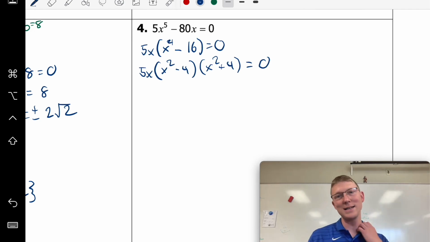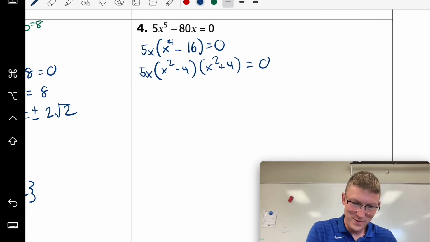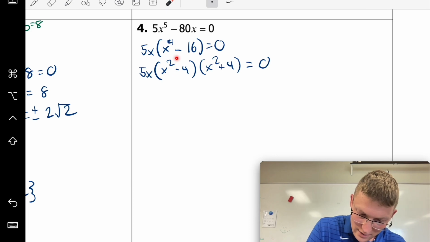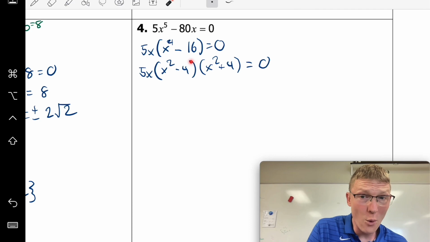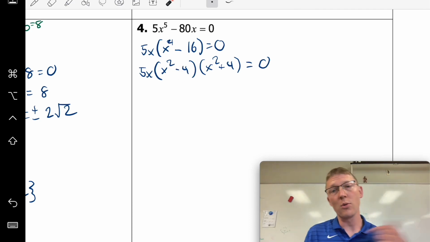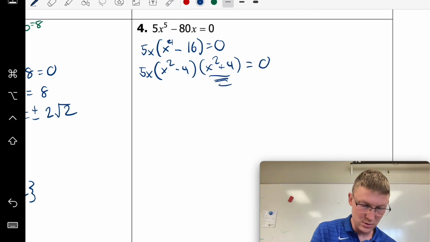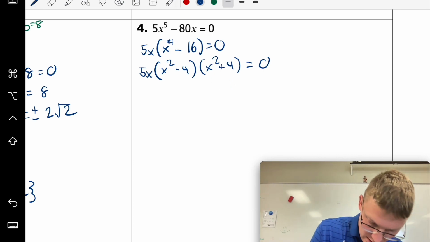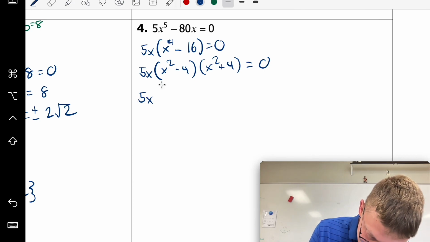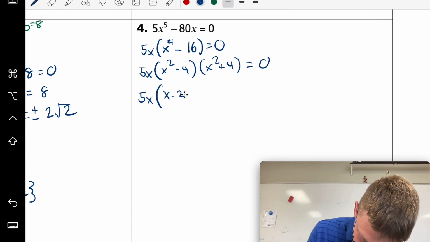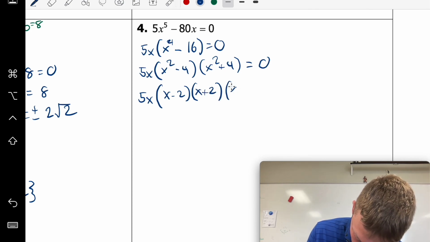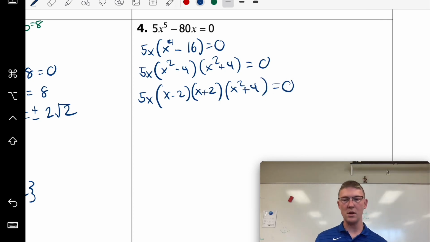We're done factoring, right? No. Again, we've got an x squared and a minus sign. So we should check for a difference of squares. 4 is a perfect square. So we're going to factor that one more time using difference of squares. We can't factor this one at all, so that one's just going to stay the way it is. But here we go. So we've got our 5x. It's going to be x minus 2, x plus 2, and then our x squared plus 4 just comes on down. And there we go.